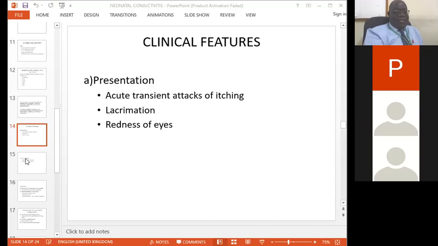Clinical features, you have this. This is not the disease. The disease is the allergy, isn't it? Where is it?